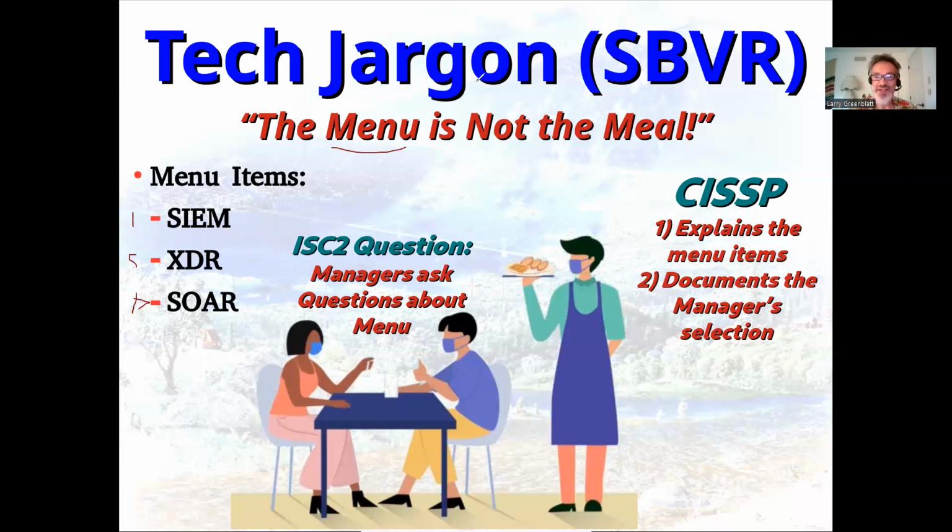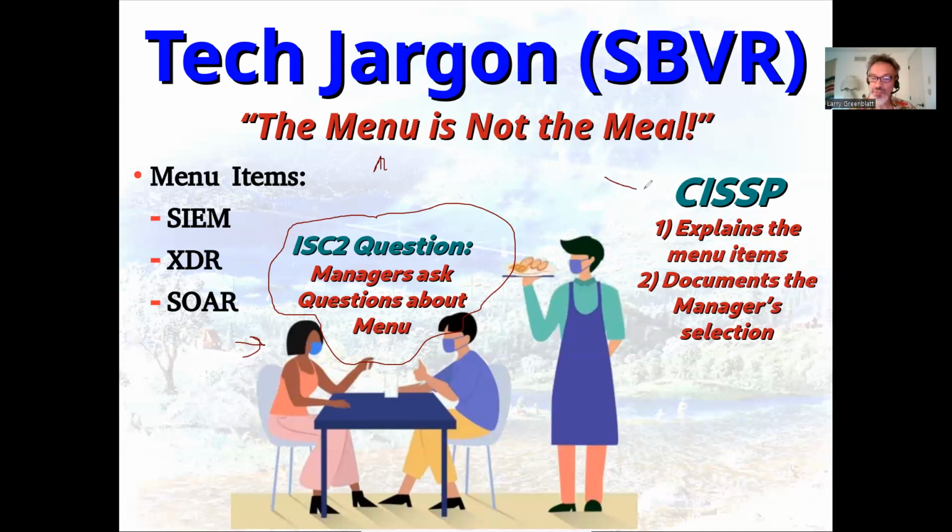So again, what's in a name? One of my favorite authors, Robert Anton Wilson, always says the menu is not the meal. What the managers want to know is, hey, I want something that does this. I don't care what you call it on your menu. The important thing is that you deliver that.